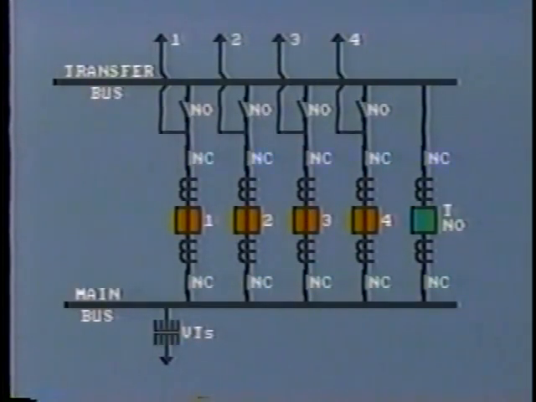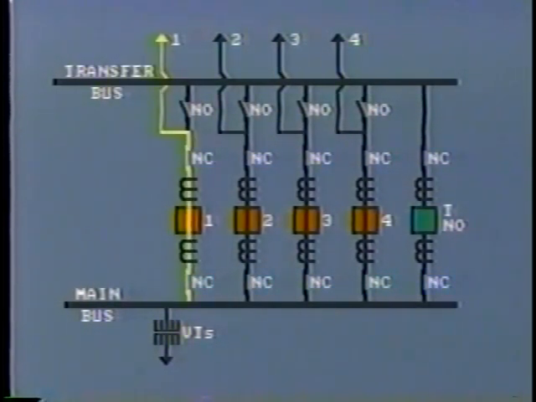One economical way of getting around this problem is to provide a transfer bus. The circuit disconnects are arranged so that any line can feed into either the main bus through the circuit breaker like this, or directly onto the transfer bus like this.